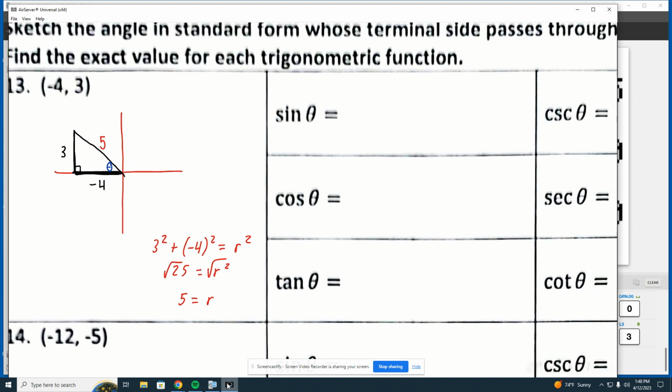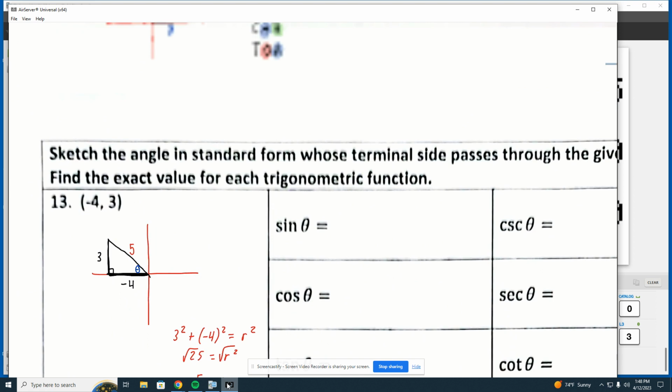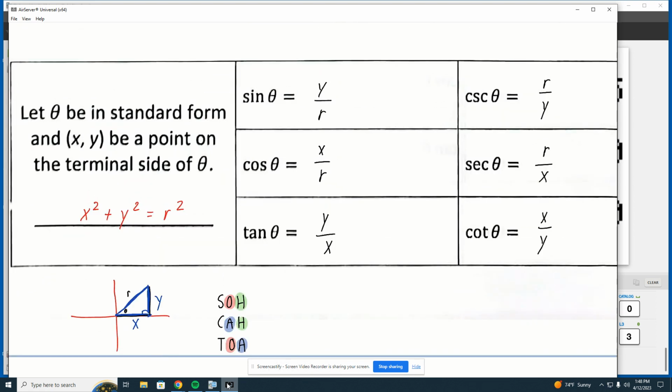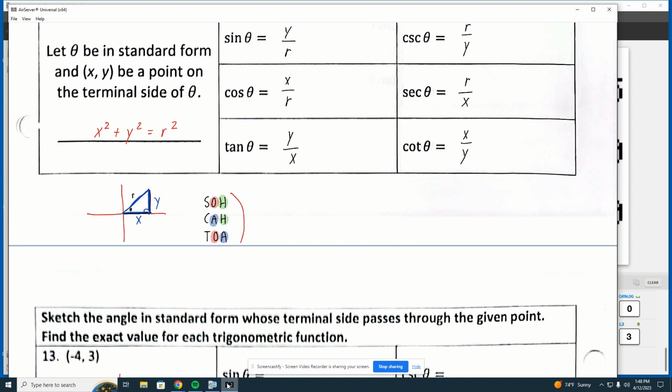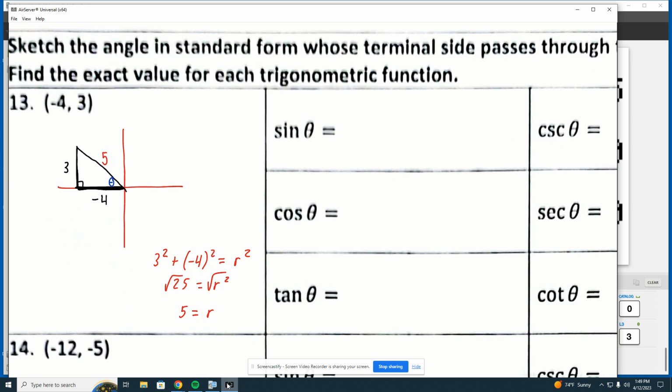Okay, so now I can answer whether I use SOHCAHTOA or I use all of these fractions that are here. I should be able to understand how to write these no matter which one I use. Because if you look at them, it's the same thing. Look, theta for sine would be opposite y over hypotenuse r. That's exactly what it says. So I can use either one of these. They're interchangeable.